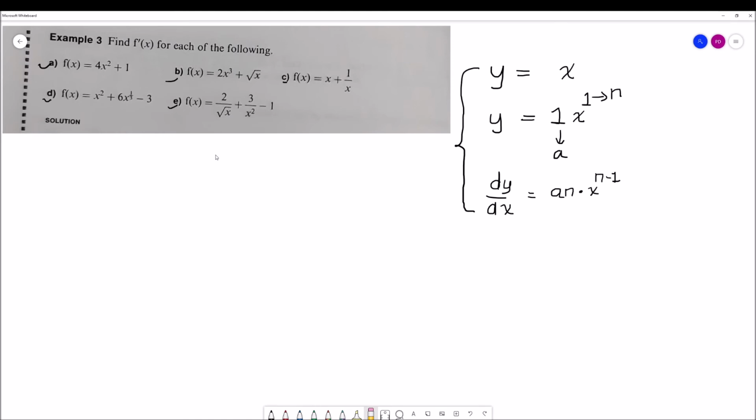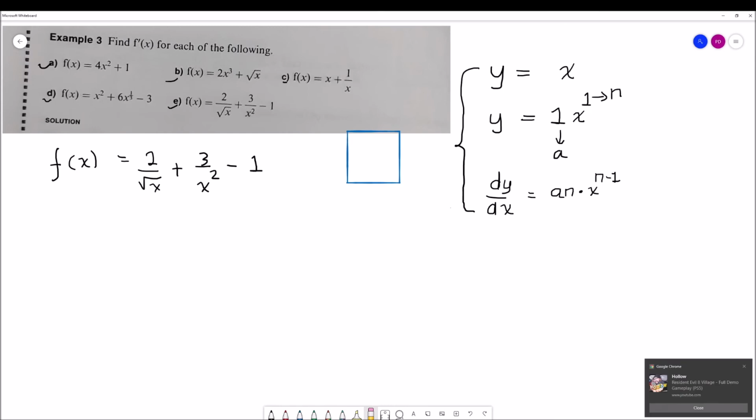Okay, so E is actually f of x is equal to 2 over root x plus 3 over x squared minus 1. Now, please keep this in mind that you cannot leave a denominator, because if you leave a denominator, then you have to apply the quotient rule, which I will teach you in the future, but to give you an idea, so let me quickly tell you what is the quotient rule.